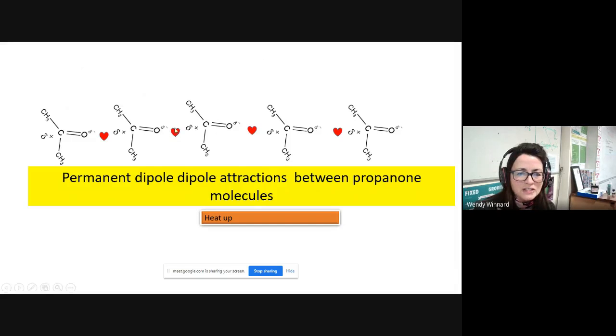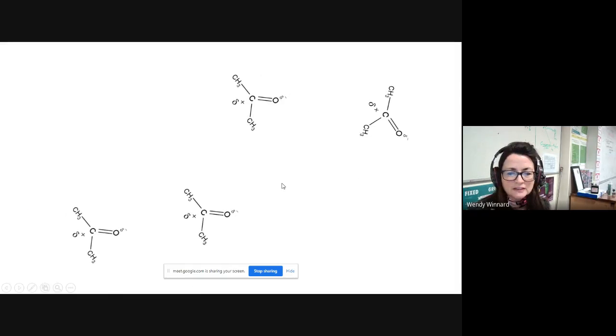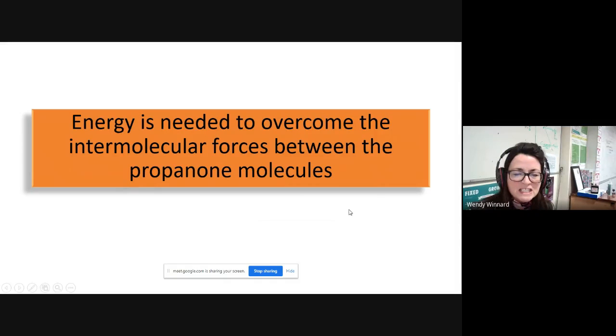So these little hearts that I've got there are intermolecular forces of attraction, and they're called permanent dipoles. They're quite weak, and as soon as your body temperature, which is about 36 or 37, you pour some on your hand, it will easily break those forces of attraction, and then they'll turn into a gas. So when something boils, it turns from a liquid to a gas. This is the most important factor that you need to write down in an exam.